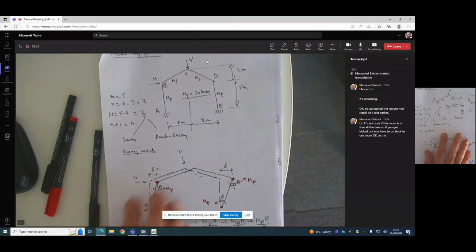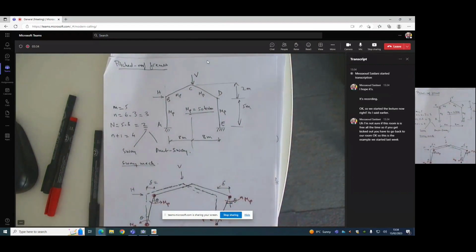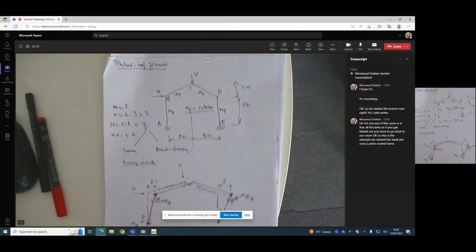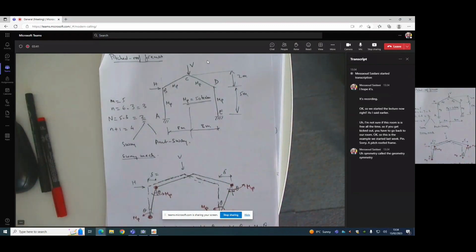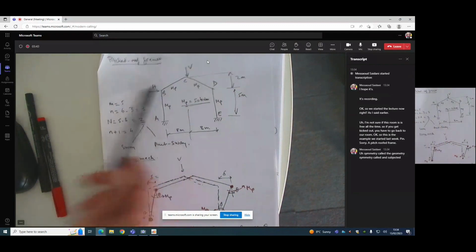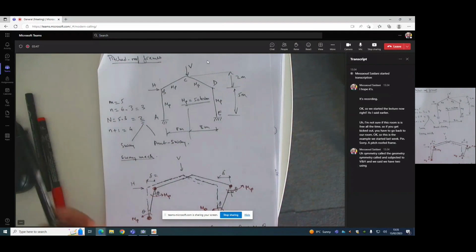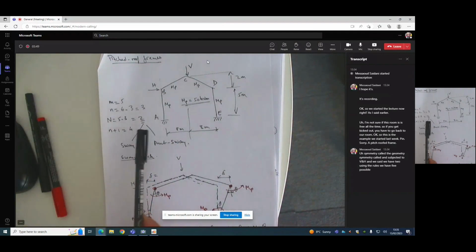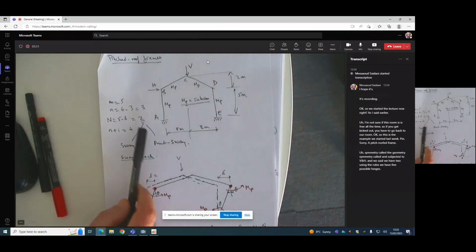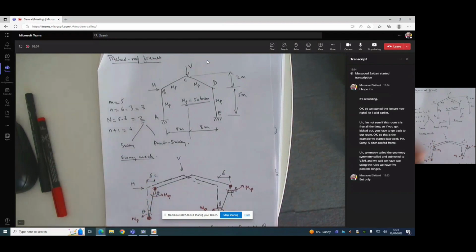So this is the example we started last week. A pitch roofed frame, the geometry is symmetrical, and subjected to V and H. And we said, using the rules, we have 5 possible hinges, but only 4 are needed for total collapse, okay?